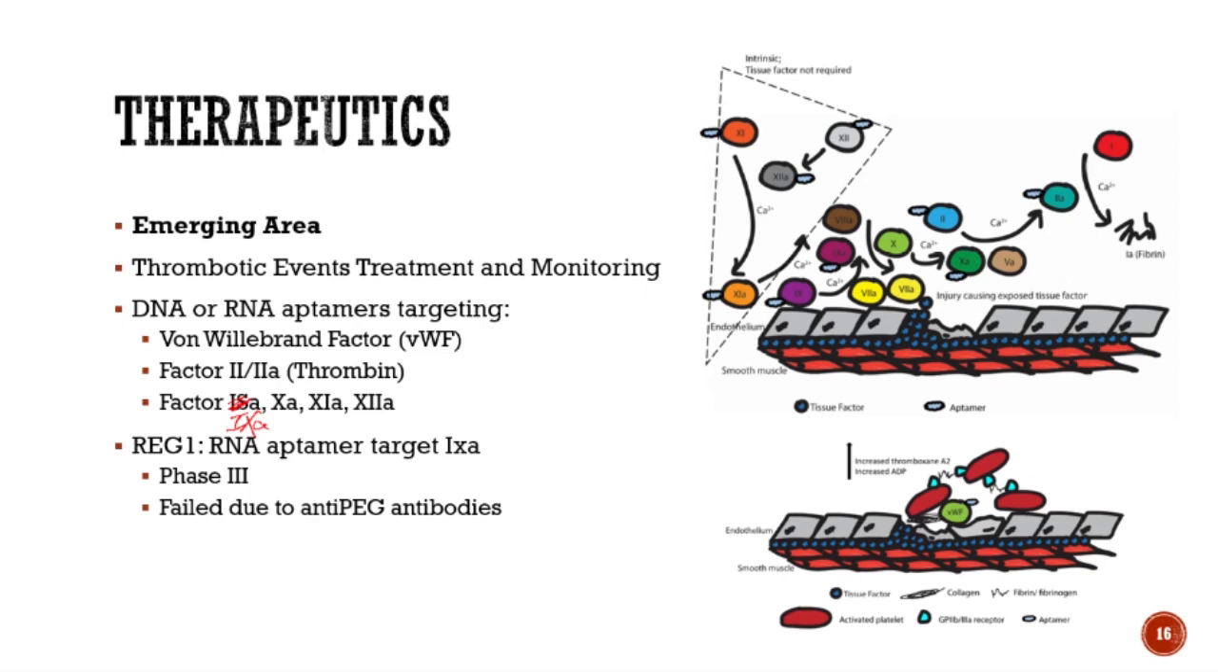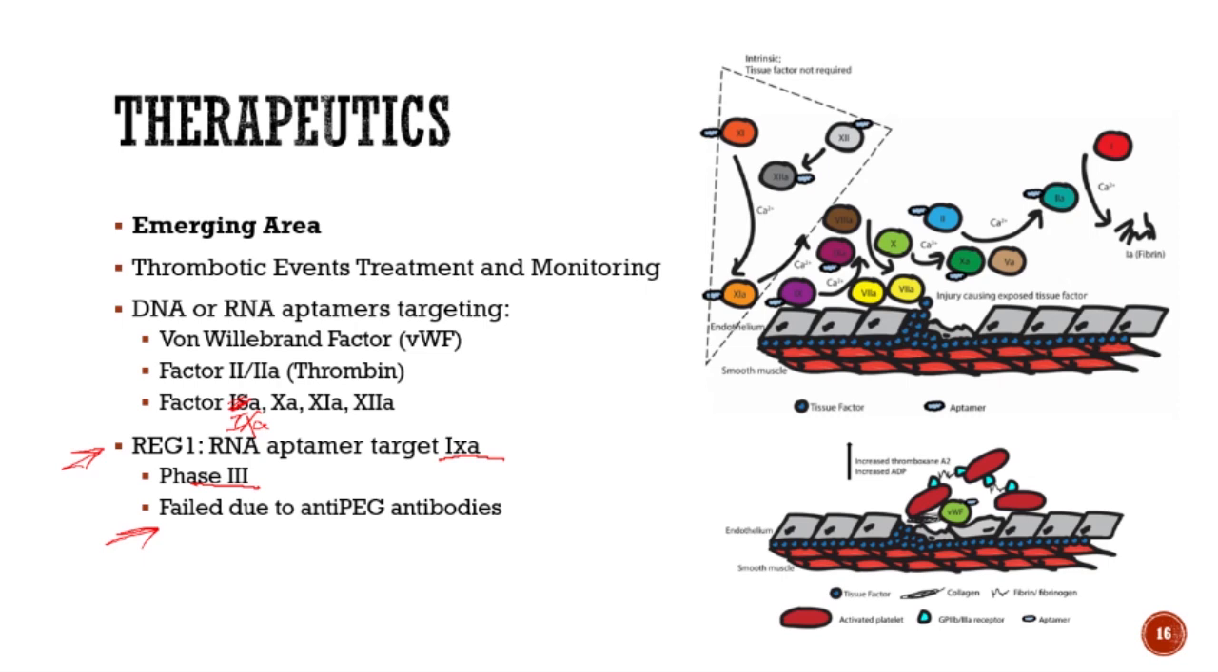There are a lot of those in experimental, preclinical phase. Some did go a little bit further, in particular REG1. It is an RNA aptamer that targets factor 9A. It actually went as far as phase 3, almost to approval. It's efficient in many cases, but it failed at the end in a large trial with a large population due to anti-PEG antibodies. Remember when I talked about it back in the GEM module this year?